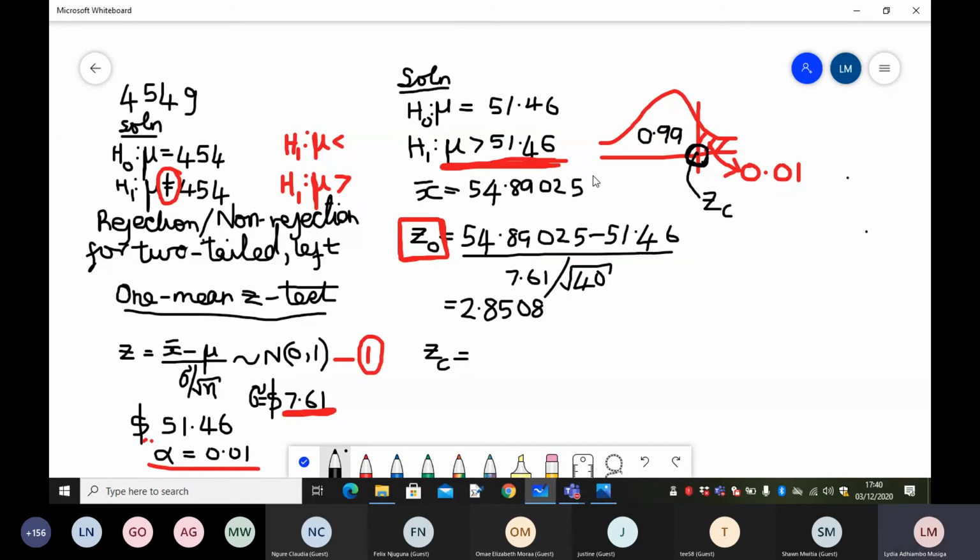Remember, we shall be moving from minus infinity up to a point where the area should be 0.99. So let us go back to our standard normal. We need Z critical, which is the Z score value for an area of 0.99.